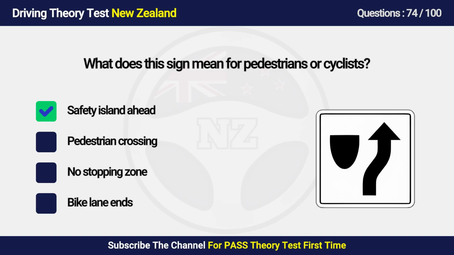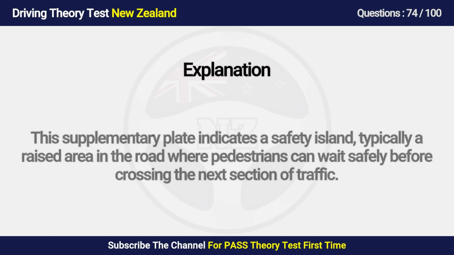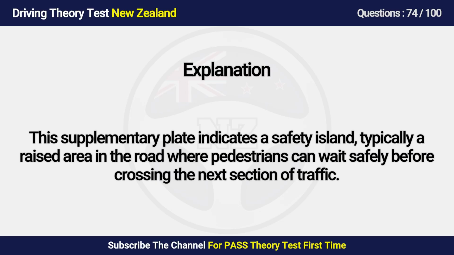Answer is A. Safety island ahead. This supplementary plate indicates a safety island, typically a raised area in the road where pedestrians can wait safely before crossing the next section of traffic.